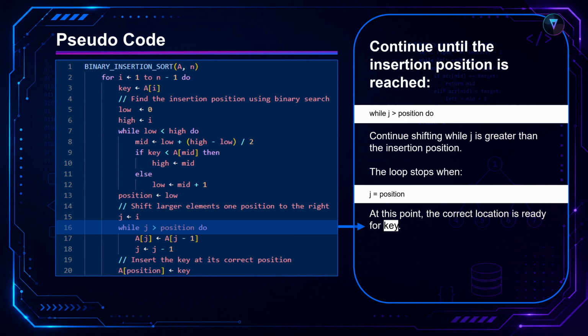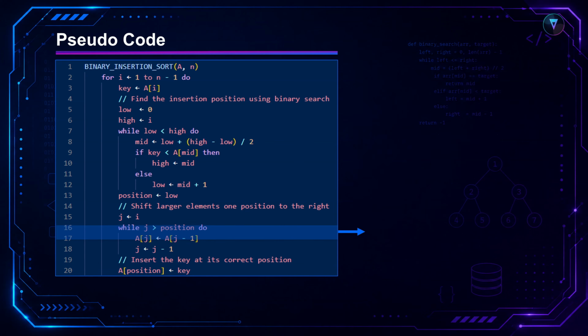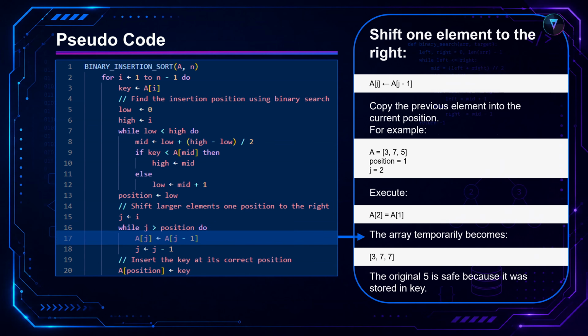Why do we shift from right to left? Shifting from right to left prevents us from overwriting elements before we have copied them. If we shifted in the opposite direction, some values could be lost. The shifting loop says, while j is greater than position. This loop continues until j reaches the insertion position. Every element between the insertion position and the key's original index is moved one position to the right.